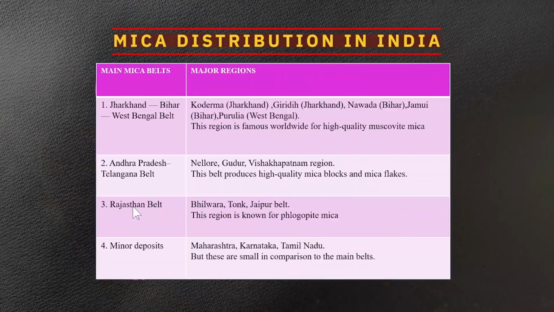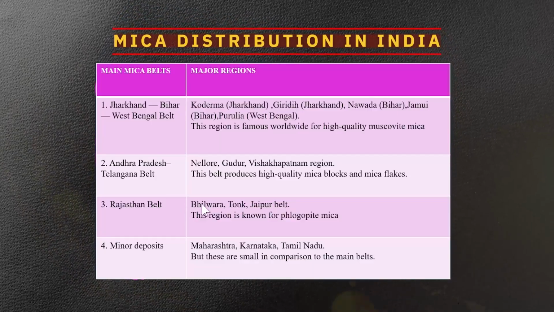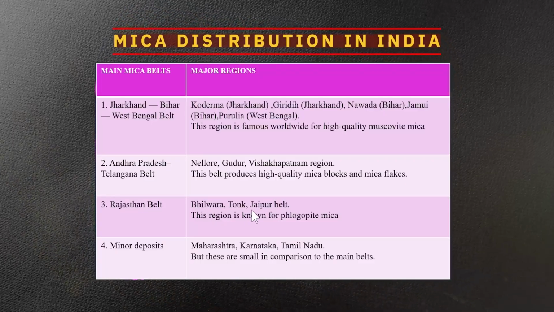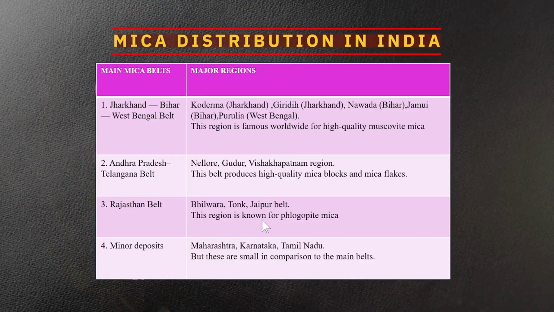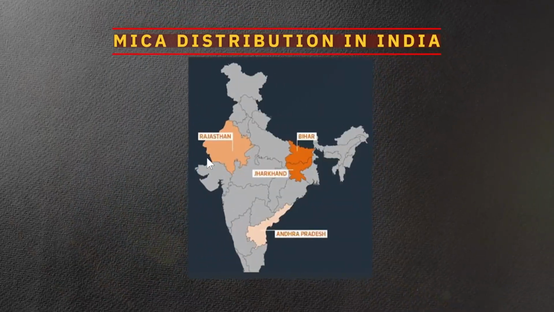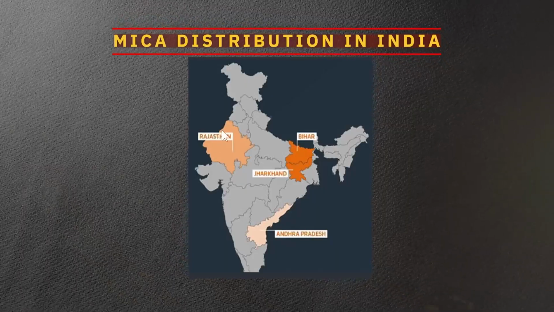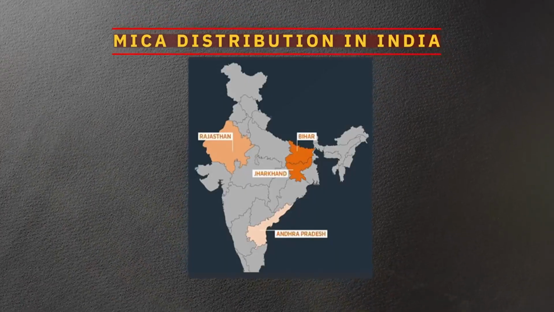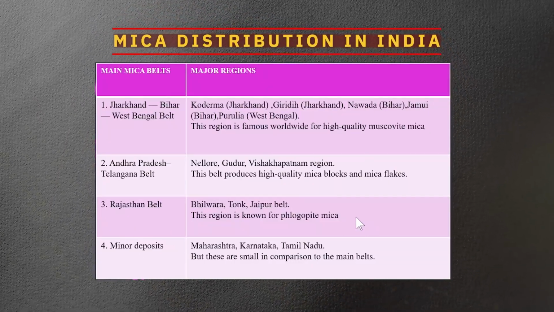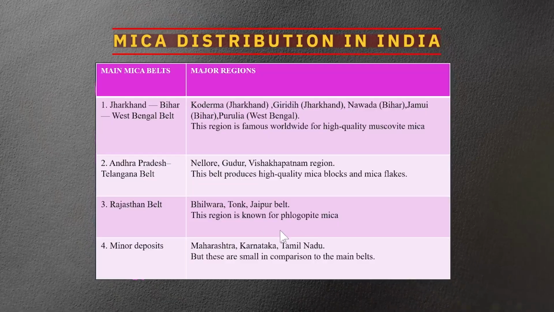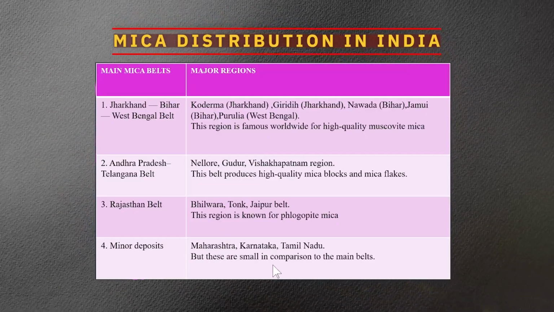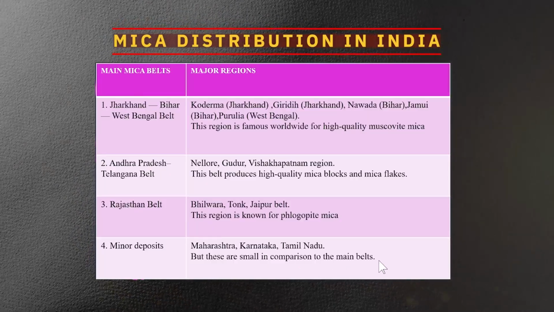And number three is the Rajasthan belt. In the Rajasthan belt, the major mining regions include Bhilwara, Tonk and Jaipur, and this region is known for phlogopite mica. See, in these regions on the map, this is the third belt where phlogopite mica mainly occurs. And apart from that, there are some minor deposits where we can see mica as well, in states like Maharashtra, Karnataka and Tamil Nadu, but these are small in comparison to the main belts.